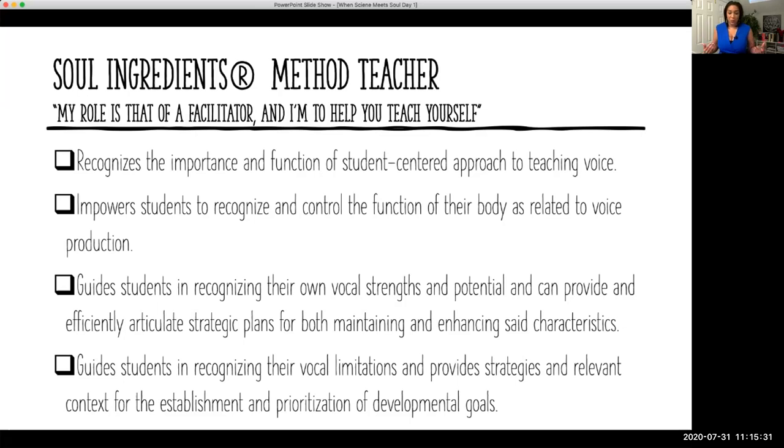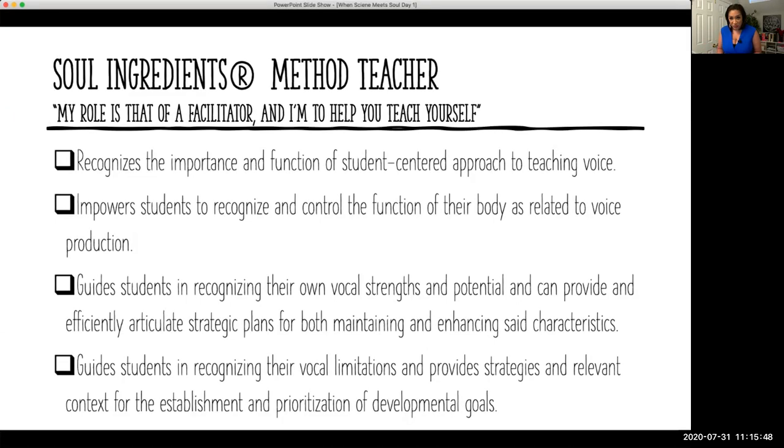We don't value when they're speaking. Like, oh, you just totally emoted that wrong when someone's speaking. No, you receive them for who they are. So we're guiding these students and making sure that they're able to recognize their own strengths, their own vocal strengths, and where their potential is.